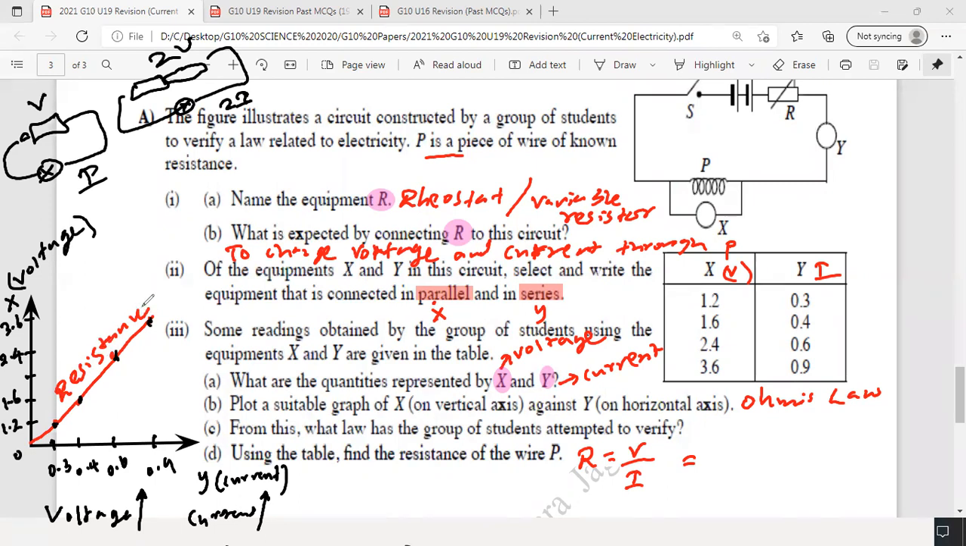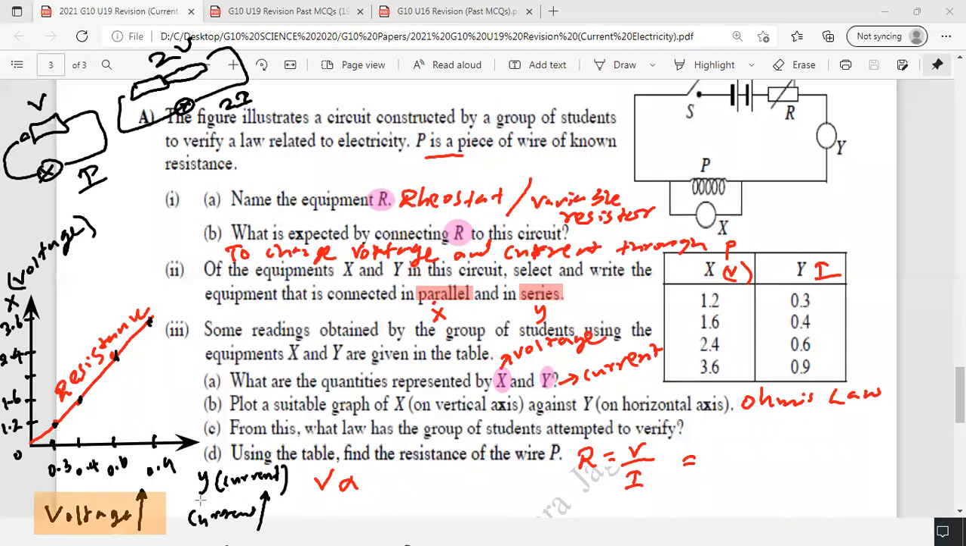But here it is a voltage current graph. From the voltage divided by current, you get the resistance. The formal equation is V equals IR, so you can rearrange this equation to find R, the resistance. You can see a straight line means uniform resistance, so resistance is constant.